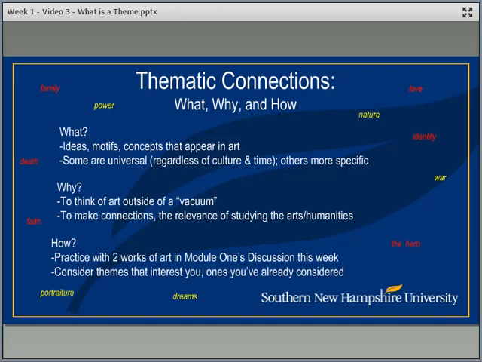So if there's times you find yourself already considering questions of identity or the hero or death or nature, power, family, these are themes that you might consider using in your own work for FAS 201 and 202, because of course the more you're interested in it, the more you're going to be engaged with your work and writing, and you're going to be doing lots of work with it in the weeks ahead.